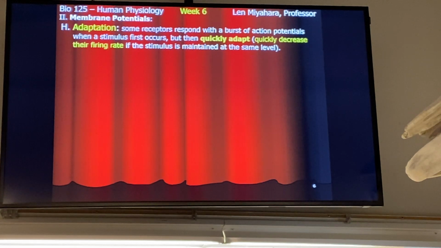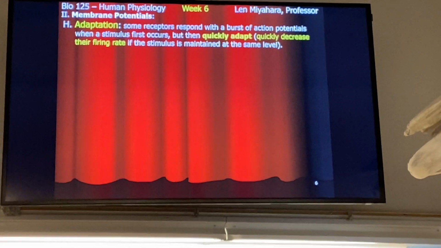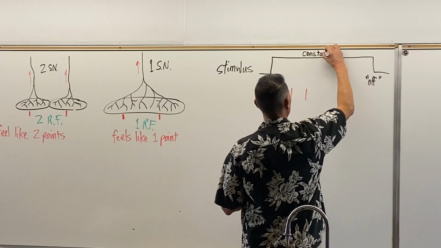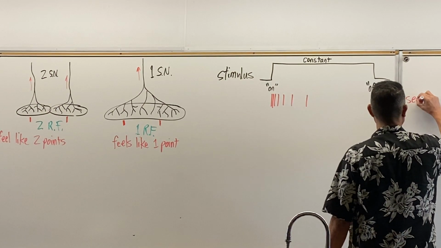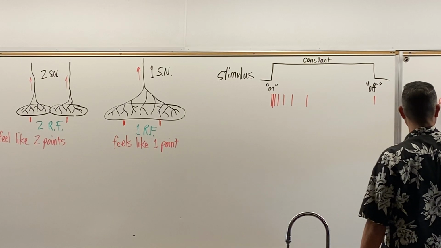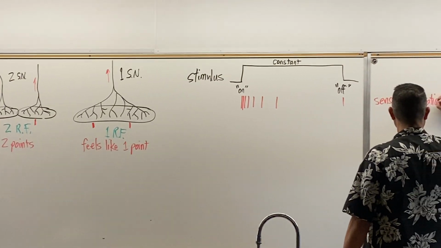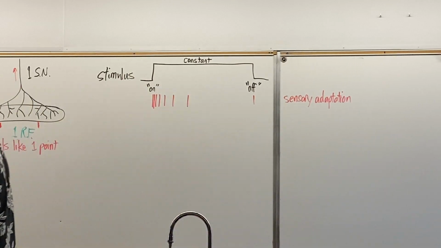So if a stimulus turns on here and turns off here, you see action potentials, and that's each of these red spikes. They really start off big, but then because the stimulus is constant, up here at the plateau, it slows down. This is sensory adaptation. Okay?